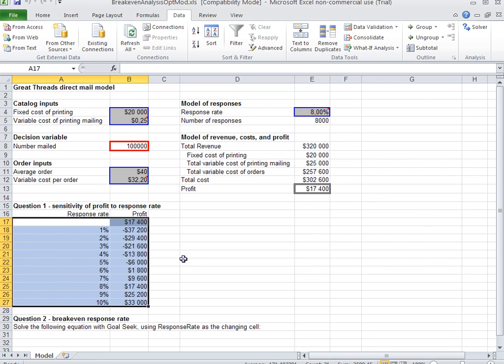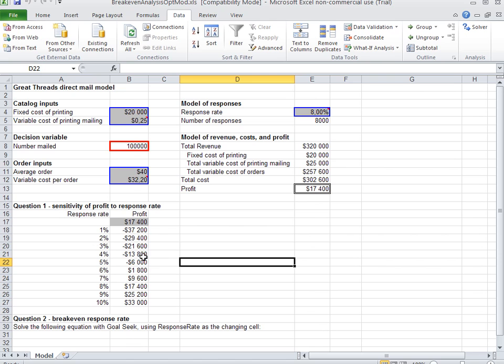Here it is. If the response rate is only 1%, we're deeply in losses, $37,000. If the response rate is 5%, this is still somewhat in losses, minus $6,000. But already, for instance, for 6% response rate, we are making some profits. This should now be graphed out.